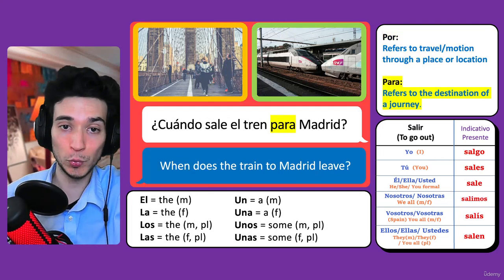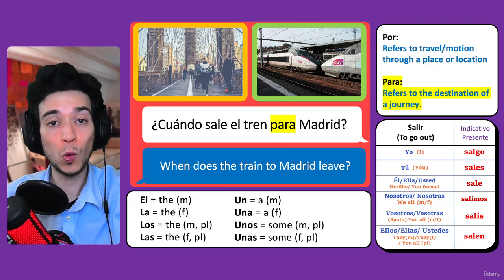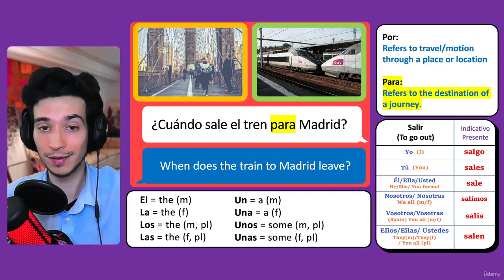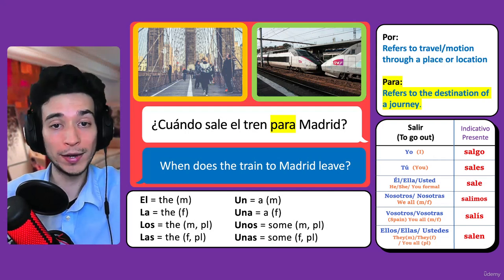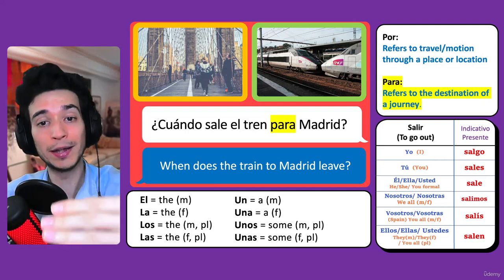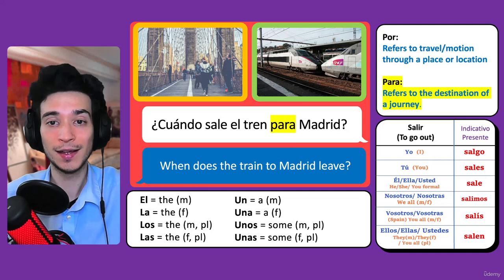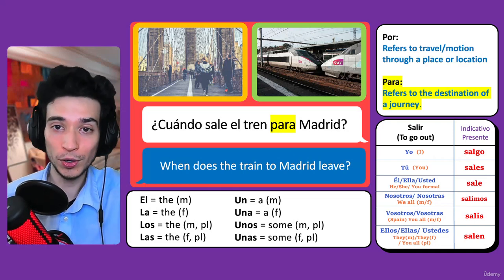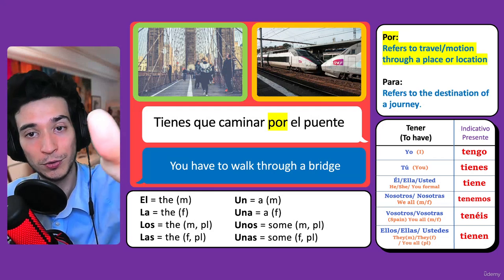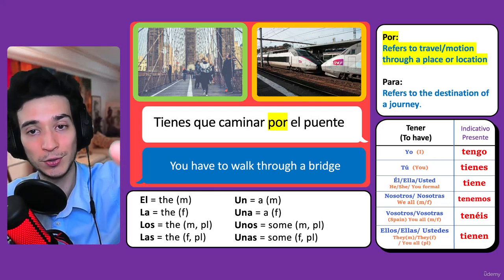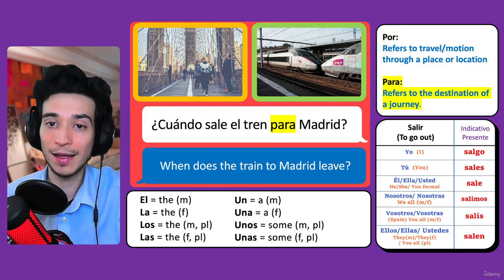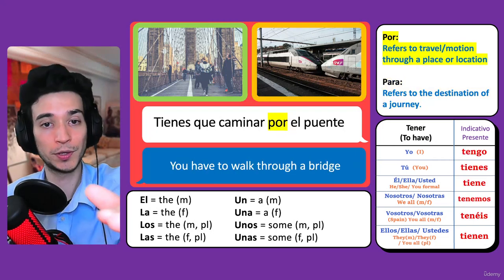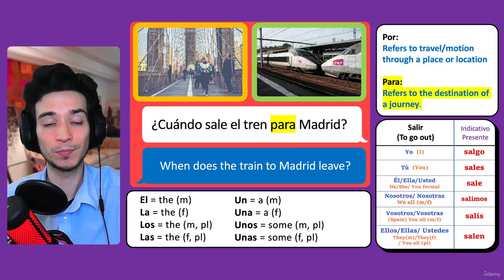And an example with para would be, ¿Cuándo sale el tren para Madrid? It's a question. When does the train to Madrid leave? So it's the destination of the journey. So por is the motion, going through somewhere, through a place or location. And para would be the destination. Por, going through, para, destination.